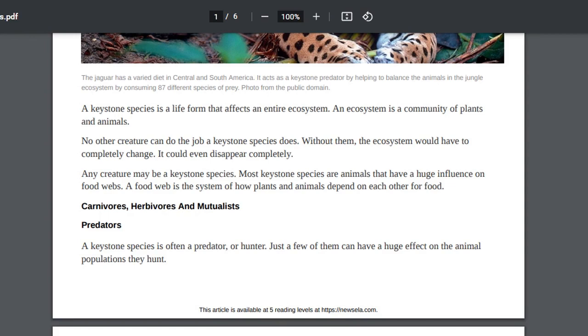Any creature may be a keystone species. Most keystone species are animals that have a huge influence on food webs. A food web is the system of how plants and animals depend on each other for food.